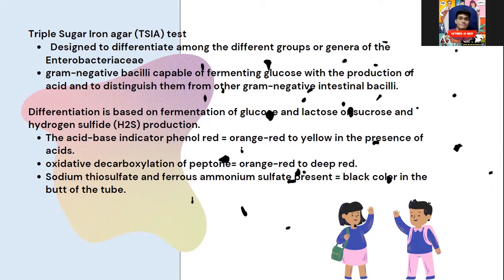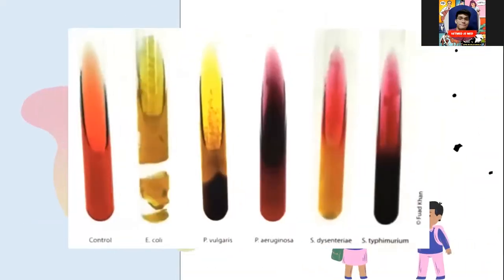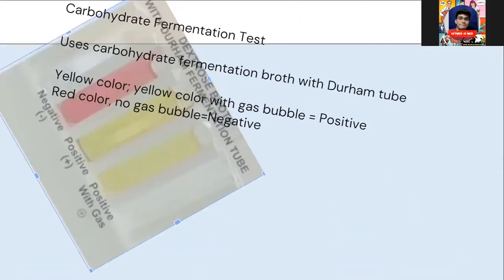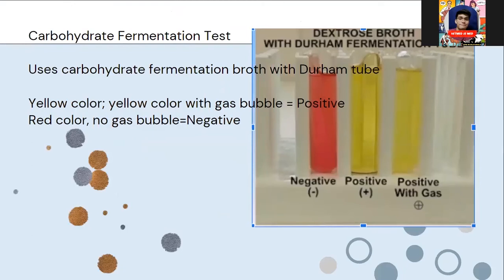Lastly is the carbohydrate fermentation test, which uses carbohydrate fermentation broth with a Durham tube. The yellow color indicates the culture is positive, and the red color with no gas bubble indicates the culture is negative in the carbohydrate fermentation test.